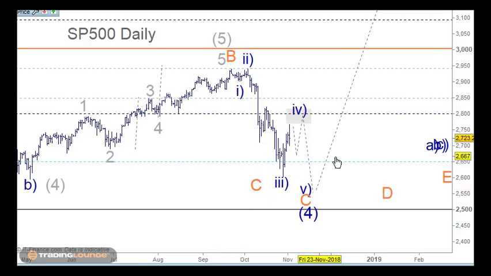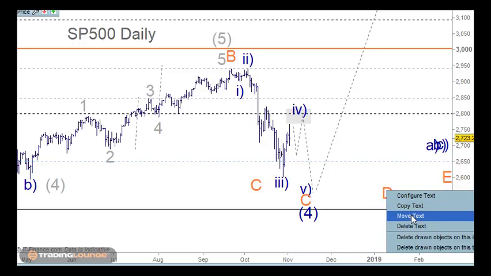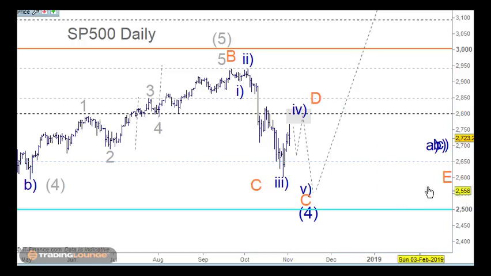So that would put wave C here, and then we would be looking at wave D up here, and then wave E over here.